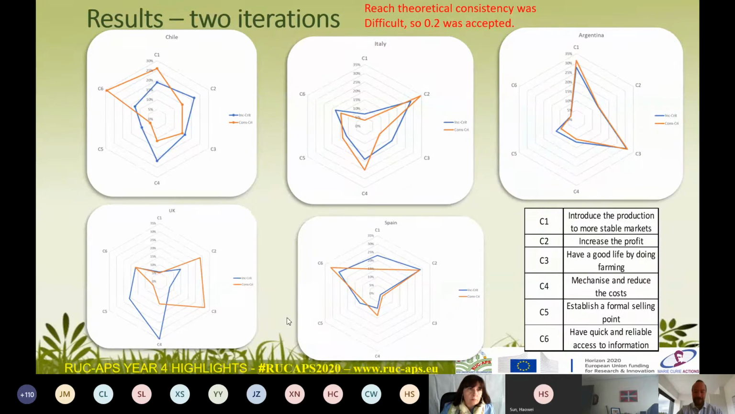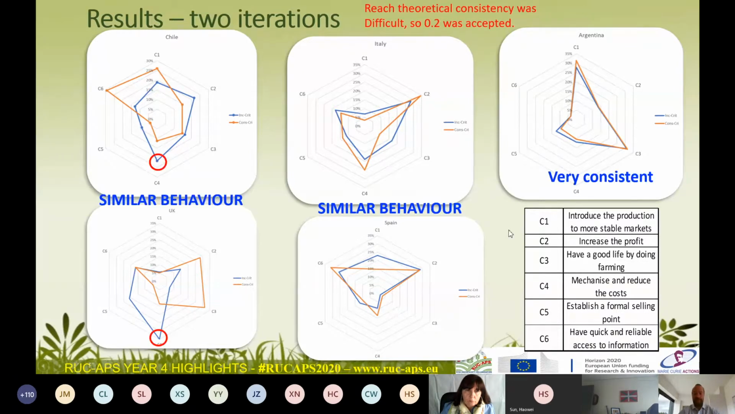And in Spain, we moved from increase the profit to have quick and reliable access to information, which is very interesting. The blue line is just perception, but the orange lines now show us how we can quantitatively assess what they really think is the most important aspect, or which aspect you should focus on. This is particularly important if you want to run a project, solutions, or any modeling simulation in each region, because now you know what they are focused on and what is less important to them. Especially in the agriculture domain, you know which thing you should focus on.